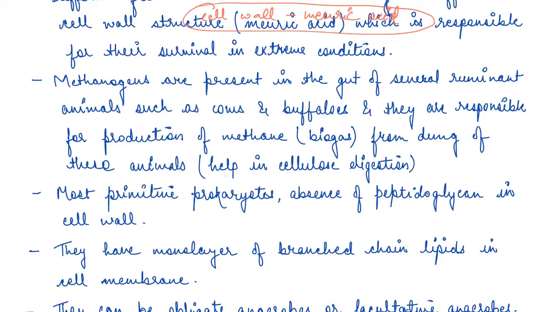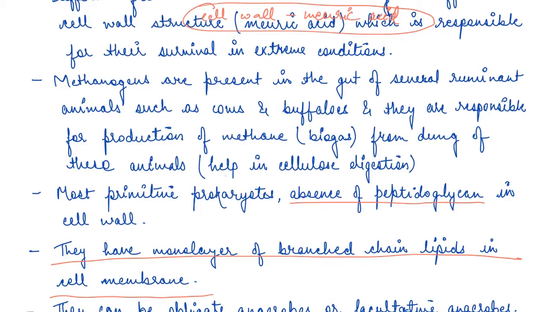Okay, now basically they are the most primitive prokaryotes, and there is an absence of peptidoglycan in the cell wall. So again, this is one important property you should remember: there is an absence of peptidoglycan in the cell wall. The third point is they have a monolayer of branched chain lipids in the cell membrane.